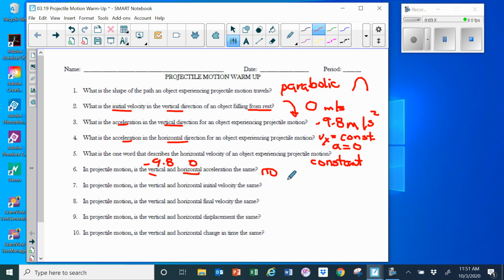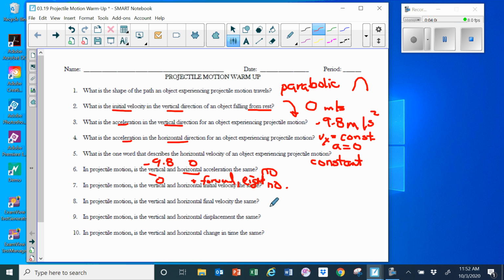Okay. In projectile motion, are the vertical and horizontal initial velocities the same? Well, no. The initial vertical velocity is always going to be zero. The horizontal velocity is imparted by the launcher, and it's going to be positive. It's going to be forward. So the answer is no. This is going to be forward or to the right or something like that, and typically it's going to be a positive number.